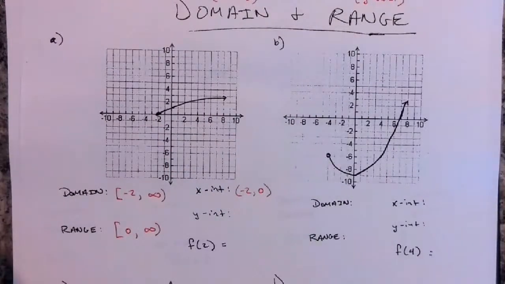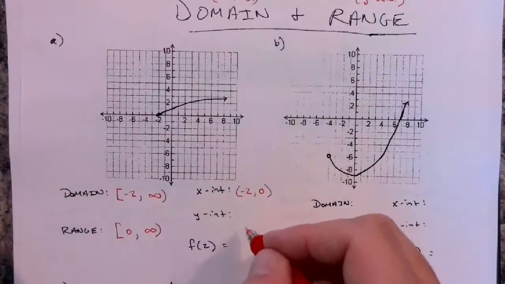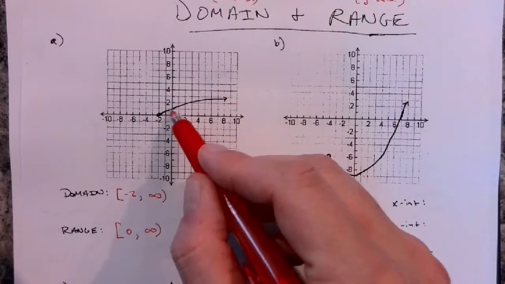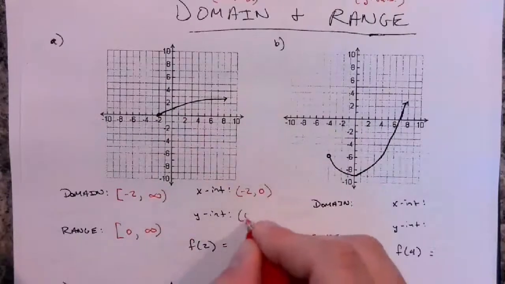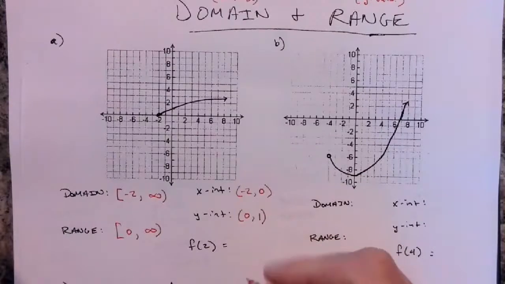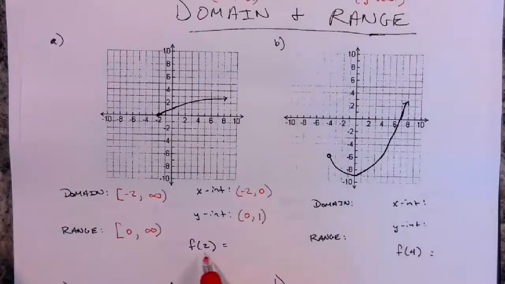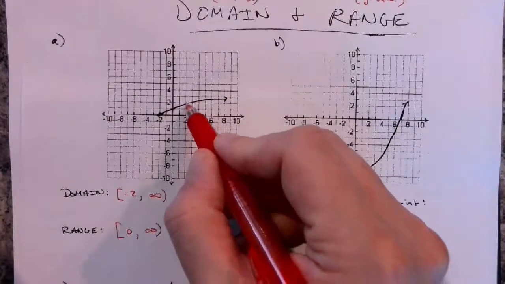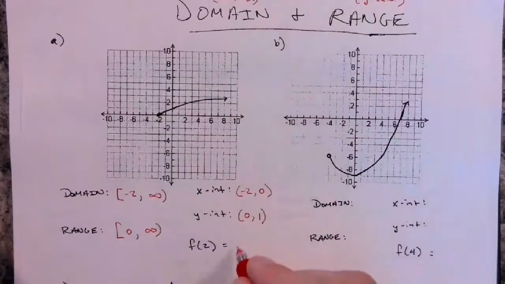For the y-intercept, we're talking about where the graph crosses the y-axis. In our case, this crosses the y-axis at a y value of 1. So the coordinates there, the x value is 0 always for the y-intercept, and the y value is 1, so (0, 1). And then when I say f of 2 equals, what I'm really saying is, if we call this function f of x, I'm saying the function value when x equals 2. In other words, what's the y value when x equals 2? Well, the x value is 2. Going up here, the y value looks like it's at 2.